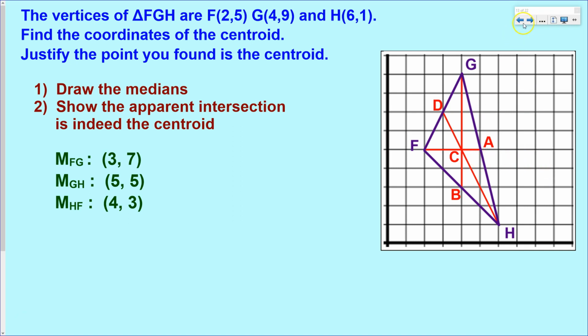Now here's what I was talking about, that you have an apparent intersection at C, and it's going to take a little bit more work to say that C is for sure the centroid. Right now it's just a drawing, and even though it looks like it very conveniently landed on (4, 5), we don't know for sure because there's some error in our drawing. It might just be really close to that point and maybe not for sure that point.